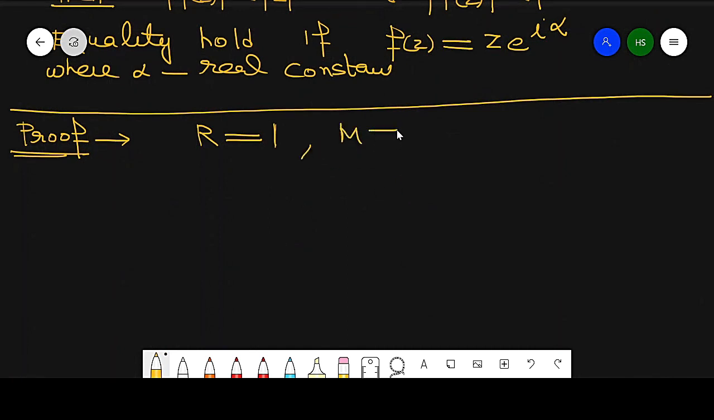So this is a very important lemma. In examination it will be asked as state and prove Schwarz lemma. So in this case, in the previous theorem, we will just substitute the value of capital M equal to 1 and value of capital R equal to 1. Then we will get the proof of Schwarz lemma.